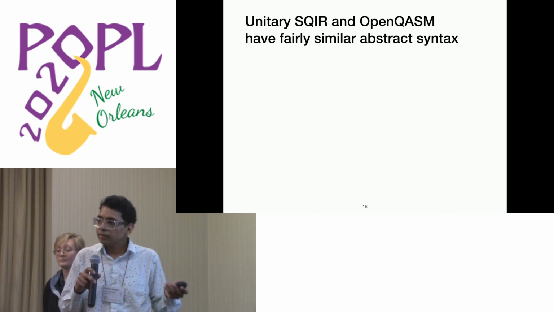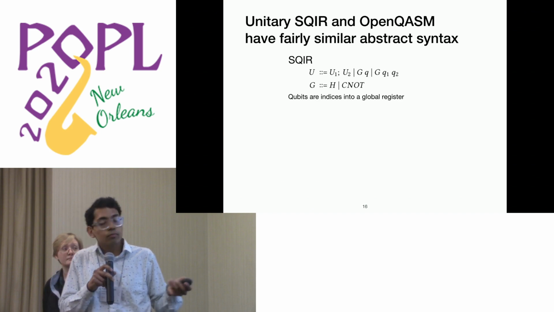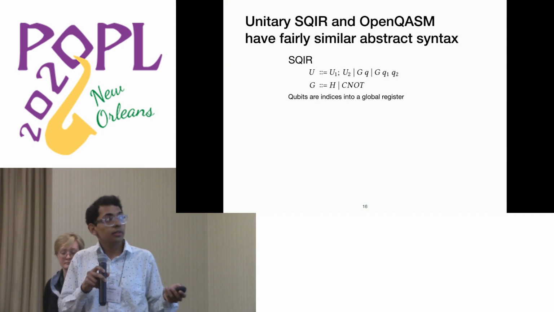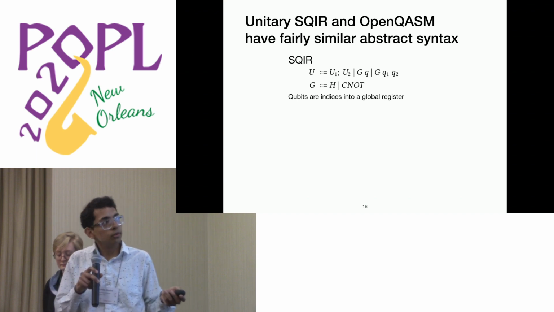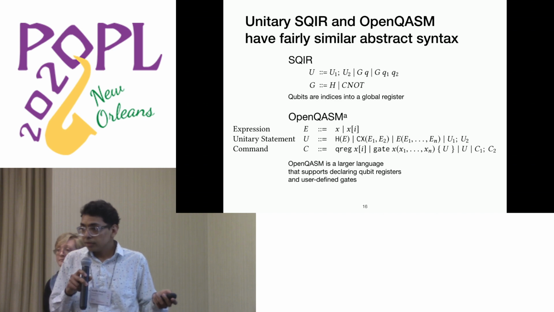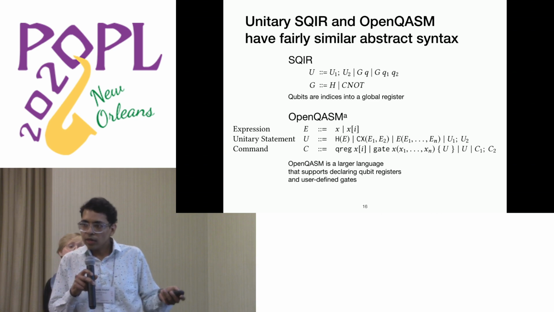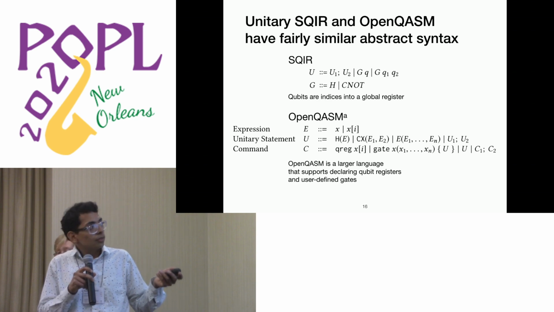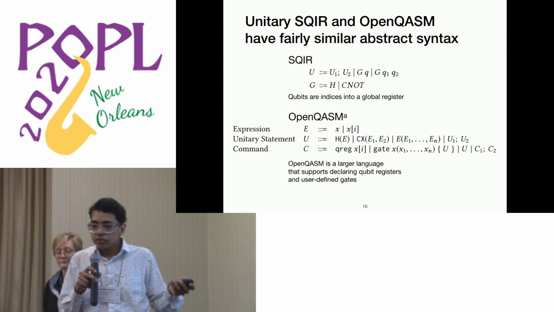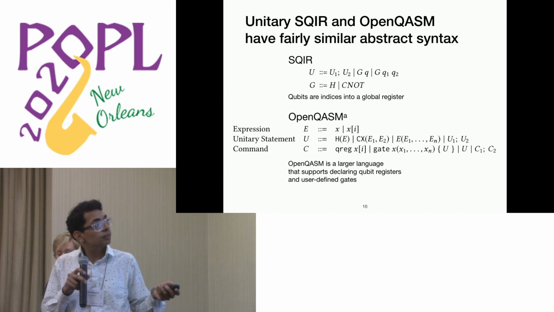So talking about syntax, the two languages are fairly similar. As Kesha mentioned, SOIR has unitaries, which are either sequences or gate applications, and qubits really refer to indices in a global register, while OpenQASM is a much larger language. So it looks more complicated. So we have expressions that could be identifiers or identifiers with indices. Then there are unitary statements, which are fairly similar. Then there are commands to create new qubit registers or new user-defined gates.